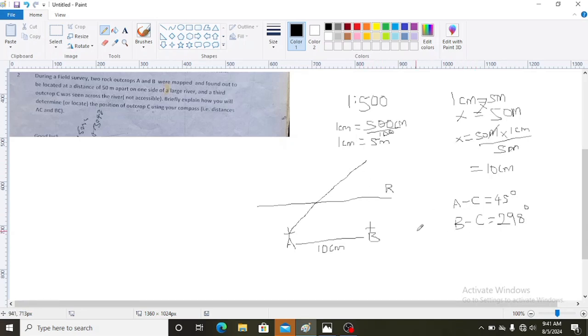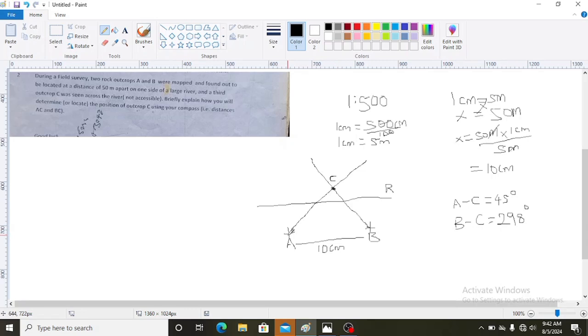Then B to C is 298. You come here, you measure 298. It's in the fourth quadrant. Then you measure 298 using your protractor. Let's say it went somehow like this. Where these two lines meet each other, where they cross, that's the exact point of the outcrop C. I hope you are getting it. That's the exact point where C is located.